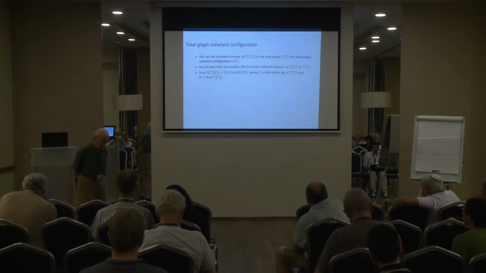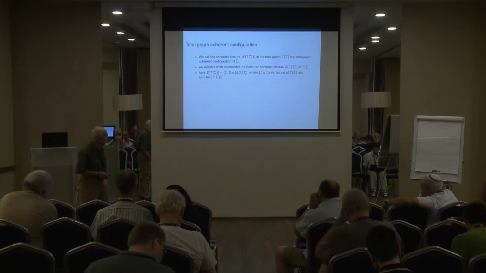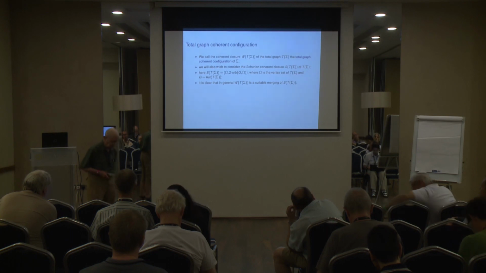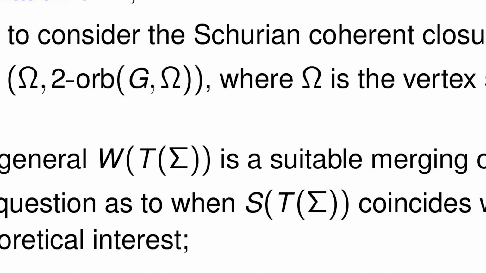Now, in principle, when we are working with the total graph coherent configuration, we can talk about two kinds of corresponding coherent configuration: the so-called theoretical coherent closure and the combinatorial coherent closure. Theoretical means that we consider the centralizer algebra of the automorphism group, and combinatorial closure means that we employ Weisfeiler-Leman stabilization. In principle, Weisfeiler-Leman stabilization can be smaller than the theoretical closure. But in the cases we are discussing, they coincide. So this is very significant.